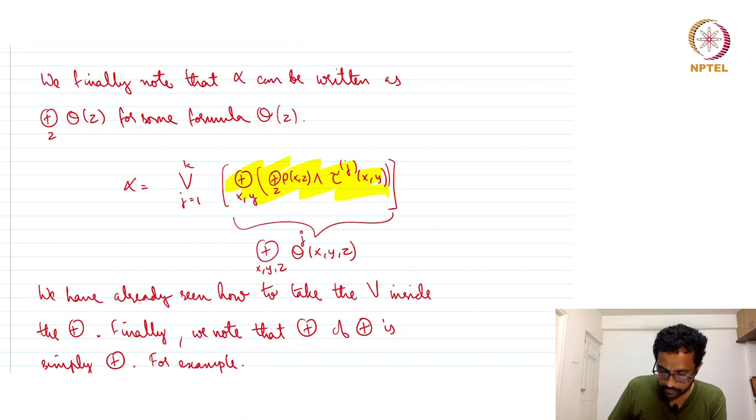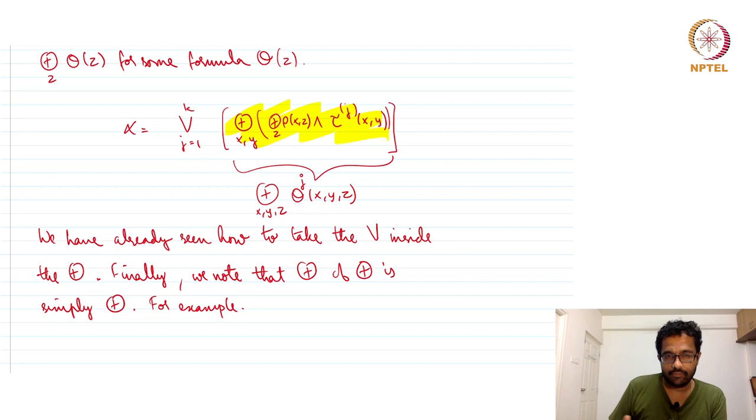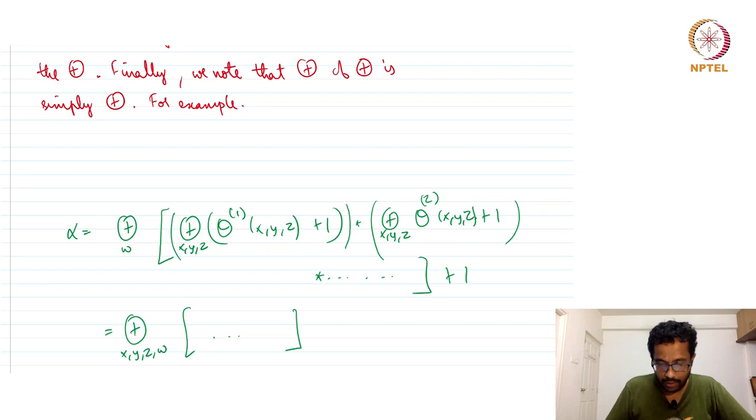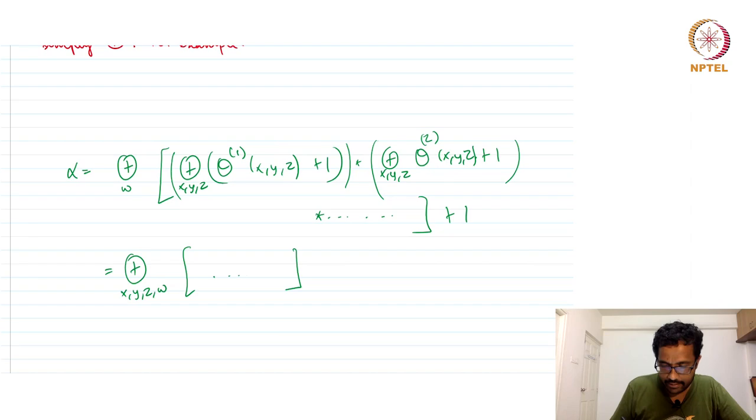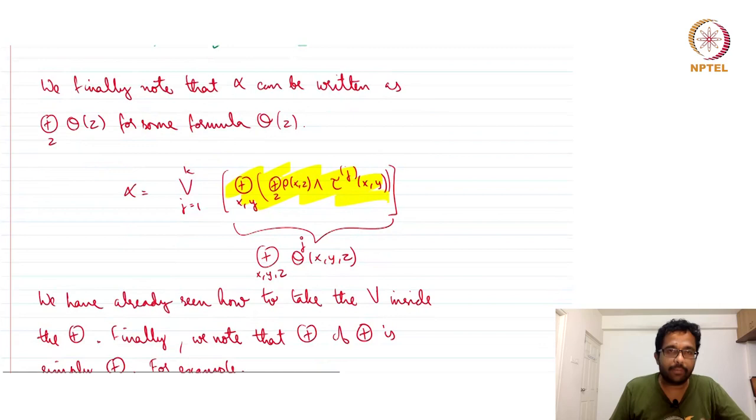And we have already seen how to take the or inside the parity. Basically we use De Morgan's law, right? So we added one, then had the product, and then added one again. So we can do the same operation again. We can have a new parity sign outside, maybe call it W, just to take care of additional variables, if any. And then parity of theta 1 xyz plus 1, parity of theta 2 xyz plus 1, and so on. And finally, we add another plus 1 outside. So we will get another big Boolean formula, and we can take all the parities inside, because what one can note is that parity of parity is also parity, right?